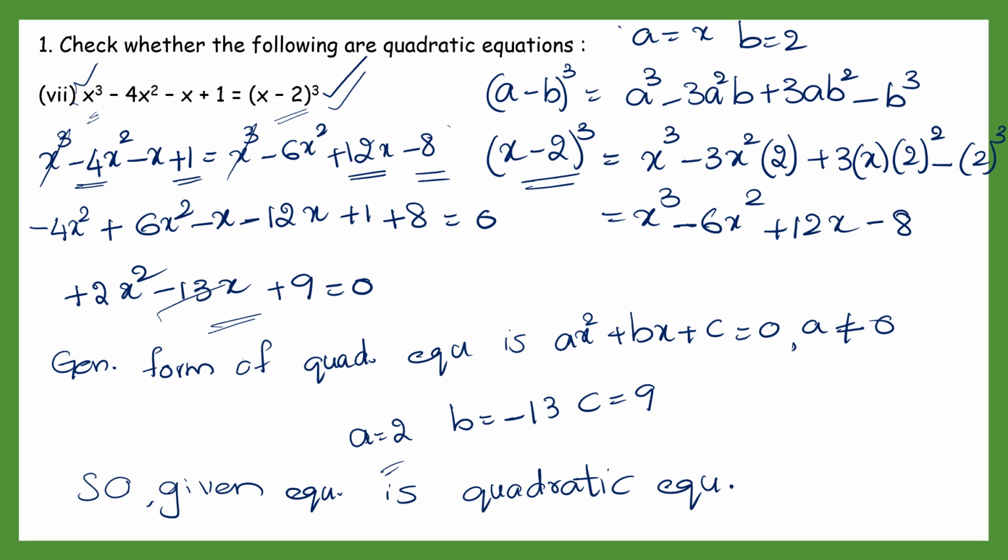You should solve the problem first. After solving, you will know. After solving, we got what? 2x square minus 13x plus 9. There is no x cube term at all. So first solve and then decide.